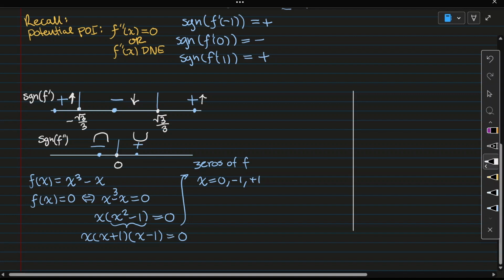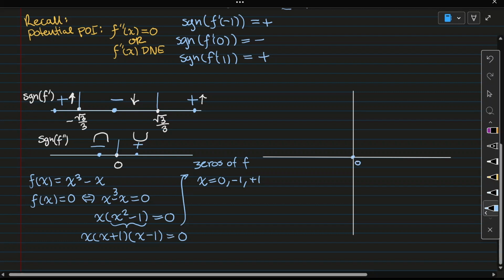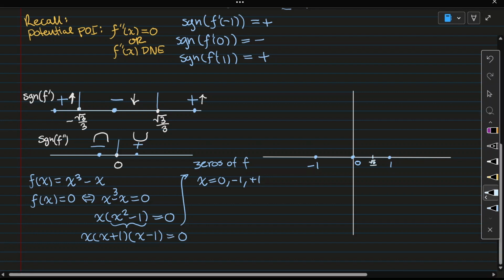Now we can start. So let's get some things going on here. Draw a little graph. I know that my zeros of my function are going to be at 0 here, at +1 here, and at -1 here. Now, in between those values, I have where the sign of f prime will change. So it's going to be here at √3/3 and here at -√3/3.